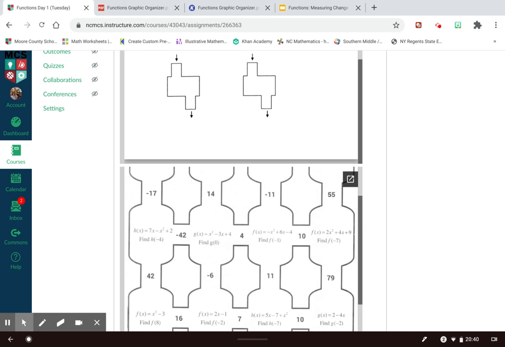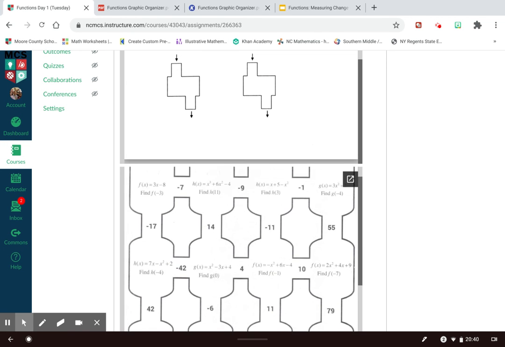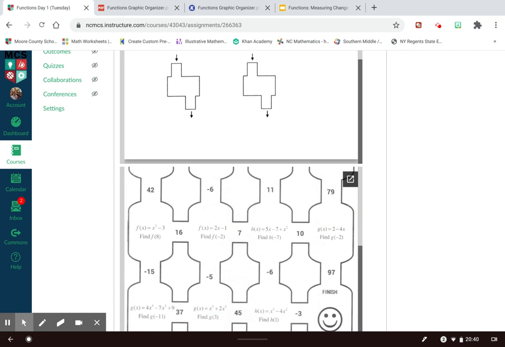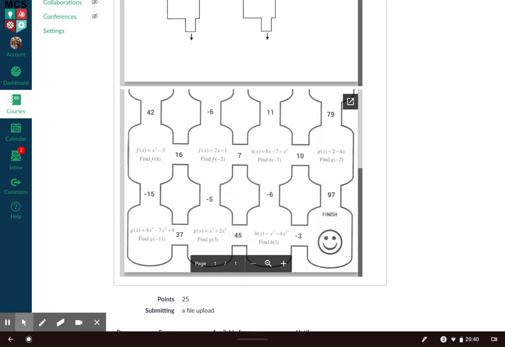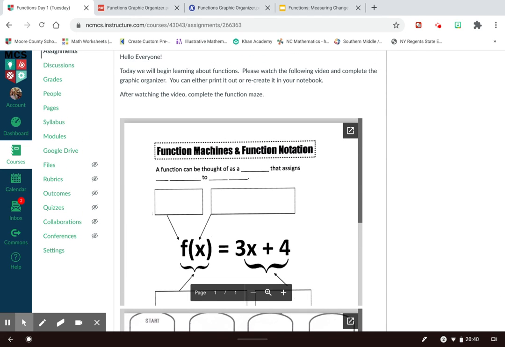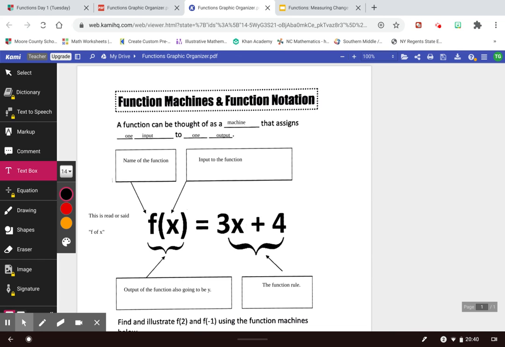So now that brings you over to g of x equals x squared minus 3x plus 4, and finding the g of 0. So I'd like for you to work the rest of these on your own and make your way to the happy face at the end where you finish, and upload a copy of your work for me to look at. Also, I'd like to see a copy of your notes as far as how you did this graphic organizer, if you used Kami for it, or if you opted to write it out in your notebook. Okay, as always, if you have a question or need clarification, I will be on Google Meet from 10:45 to 11:45, and you can always email me.